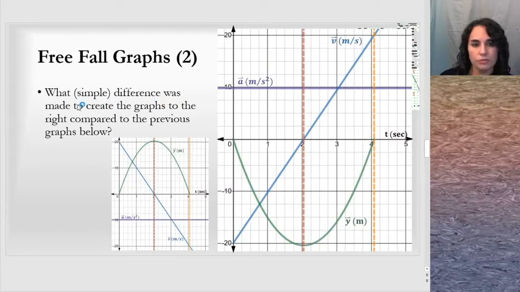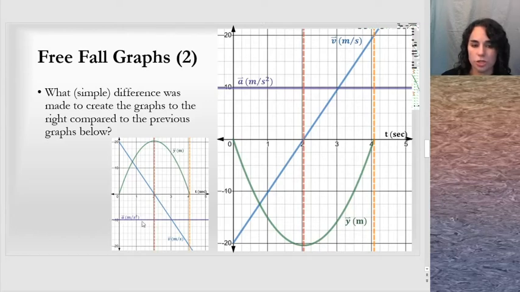What is the simple difference made to create the graphs to the right compared to the previous graphs below? These are down here, the graphs on the previous slide. And how they compare to this graph, it was changed. There's a simple difference. I'm going to start with acceleration.